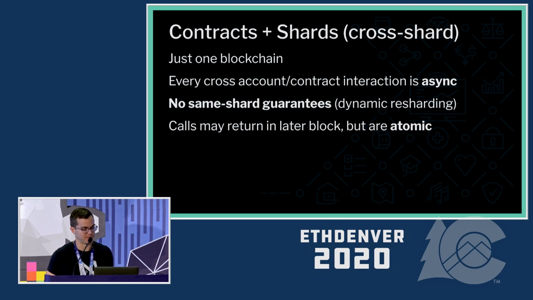So the third concept to cover before we actually get coding, the way that contracts work on shards is kind of unique to Near. Despite the fact that we are a sharded blockchain, there is actually still just one blockchain, and every single cross account or contract interaction is going to be considered async. The reason for this is that we don't actually have same shard guarantees in Near. And the reason for that is that we use this concept called resharding. What this means is that contracts and accounts can actually shift shards.